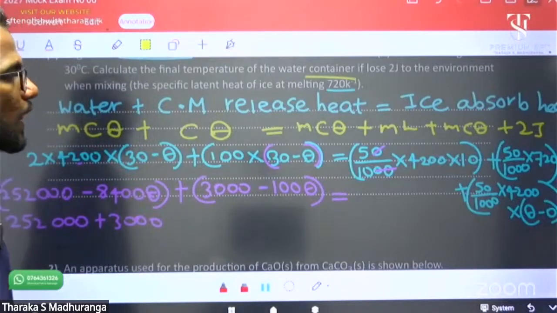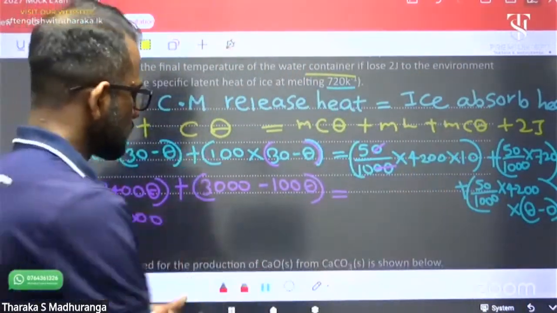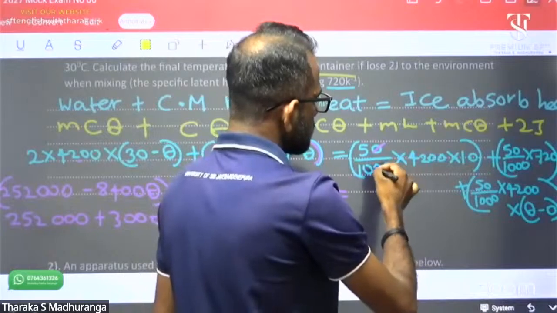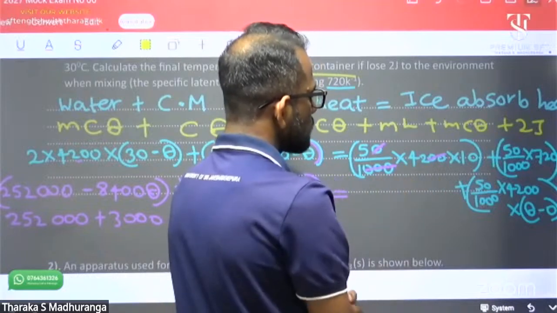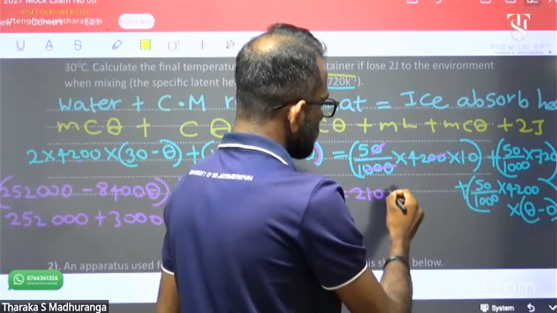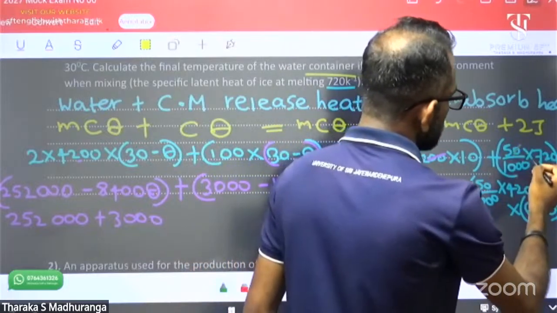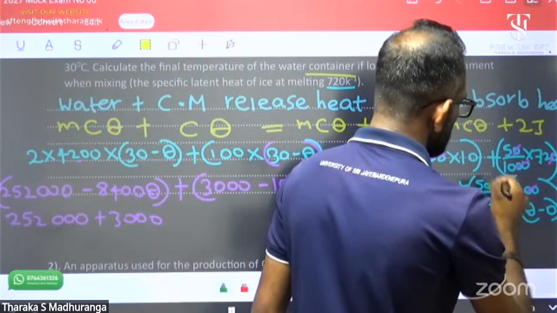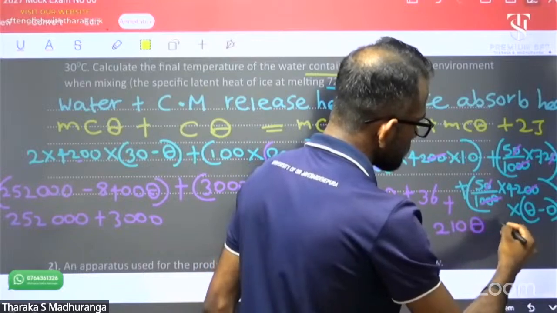Theta minus 0. Don't get this complex. Plus 2 joules. It's not too hard, right? Let's solve this. 30 to 30 cancel. 5 into 42, it is 210. 210 into 10, 2,100. Plus, 20 cancel, it is 36. Plus 30 cancel, 210 theta plus 2 joules.